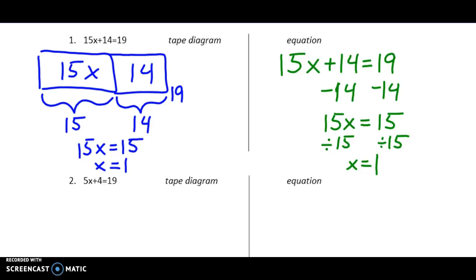No surprise here, the tape diagram and the equation give you the same answer. Hopefully you guys are realizing which one you prefer better. That way you can be more efficient on the test and on your homework. Pause the video here if you need to finish copying down anything. Otherwise, you can head to the next slide.